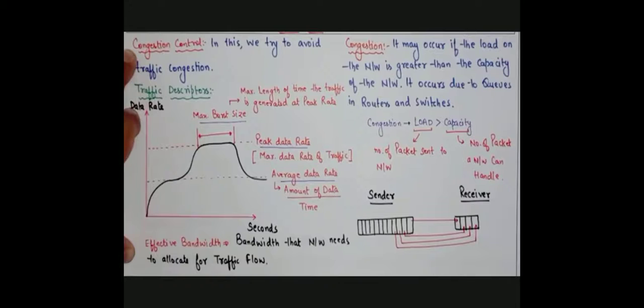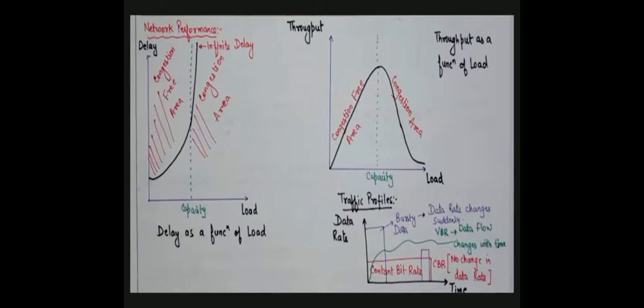Here you can see the diagram below. Here is the sender and here is the receiver. The sender will send the information, and the receiver will receive the information. The sender sends more than 4 packets at a time, but the receiver only receives 4 packets. So if the sender is sending more than 4 packets, what will happen? All the packets will be in a queue, so automatically congestion will happen.